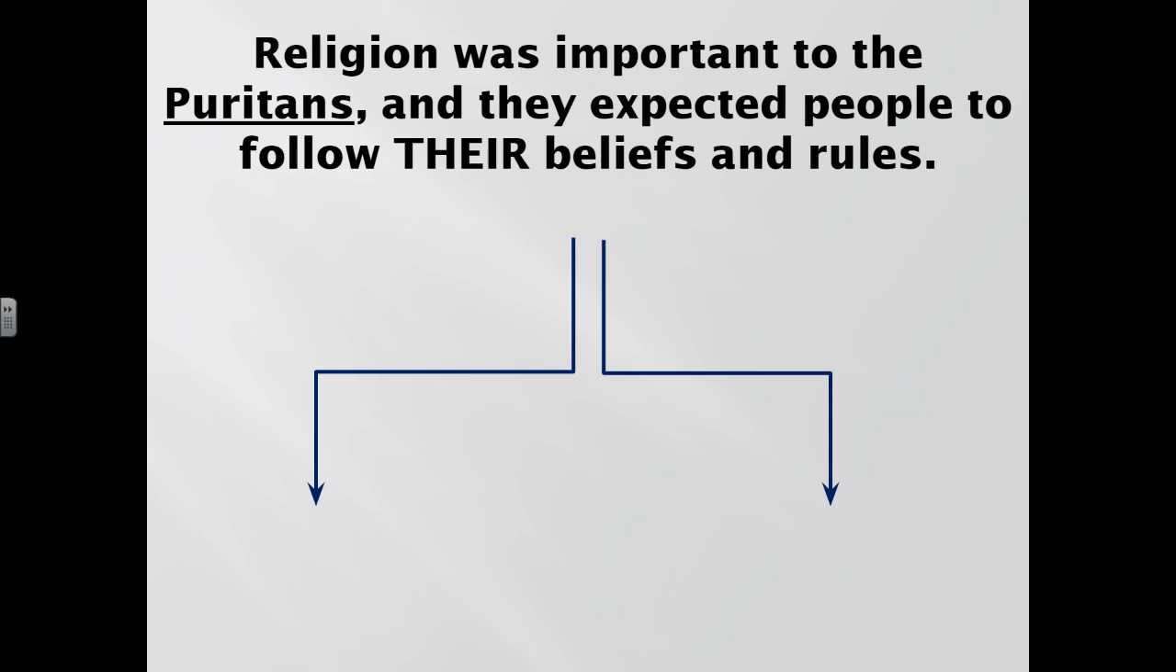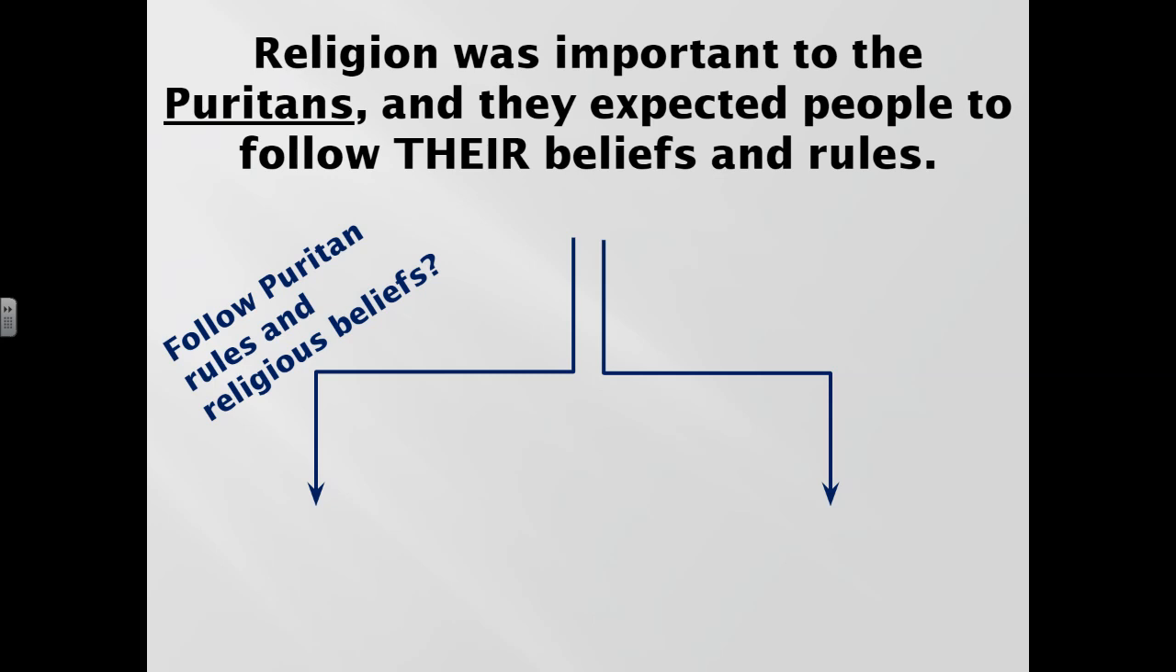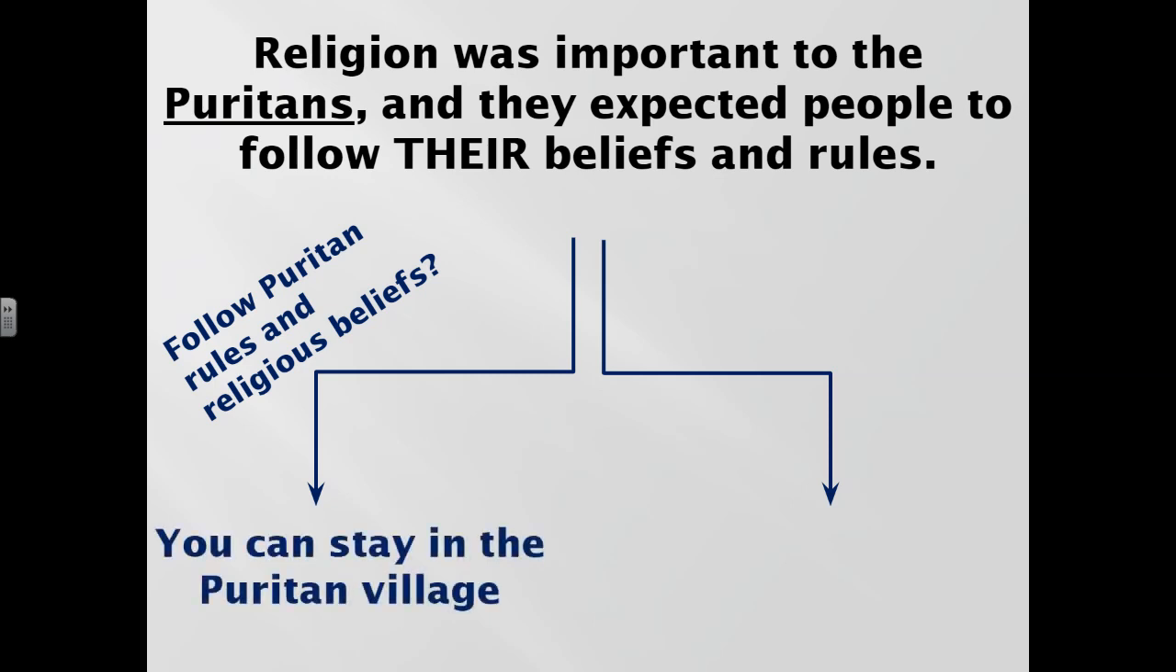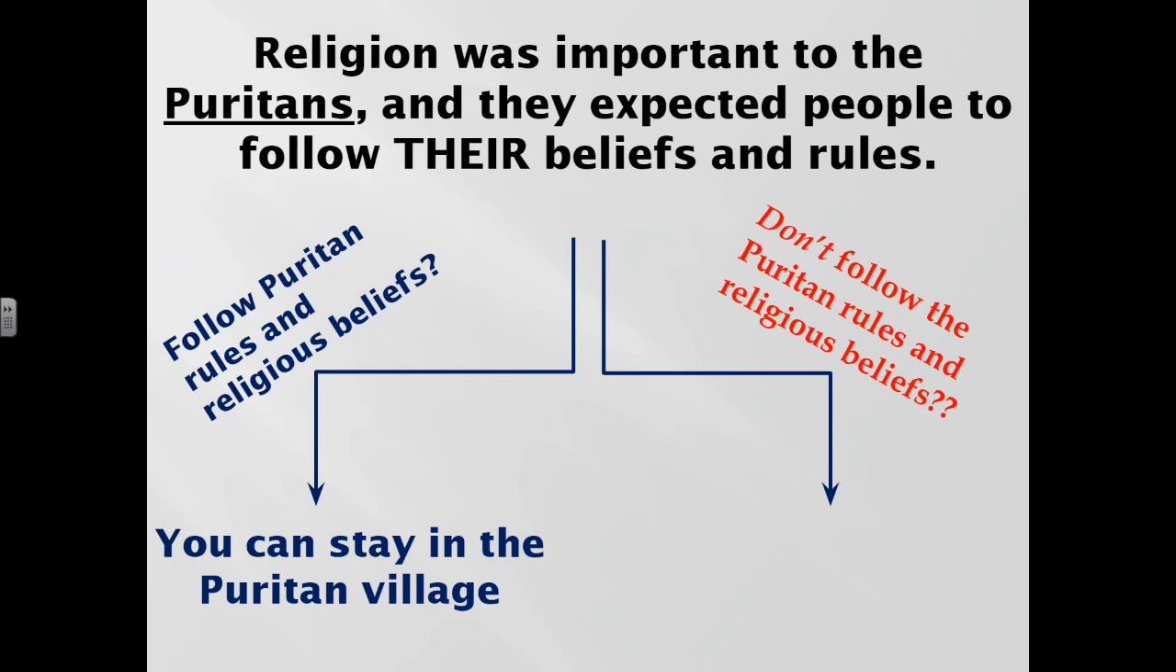All right. Now, these Puritans that moved to Massachusetts so they could follow a more pure form of the church, for them, religion was extremely important. And they expected the people who lived in their Puritan villages to follow their Puritan beliefs and follow their Puritan rules. And they were pretty strict about it. They basically said, hey, if you're willing to follow Puritan rules and religious beliefs, then you can stay in the Puritan village. But if you don't follow the Puritan rules and religious beliefs, well, get out.